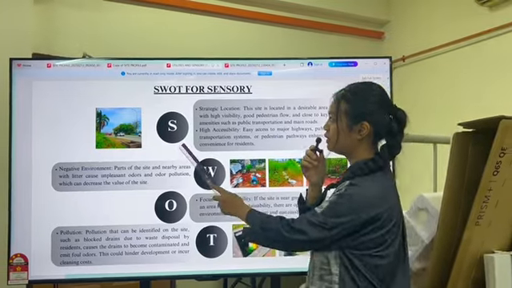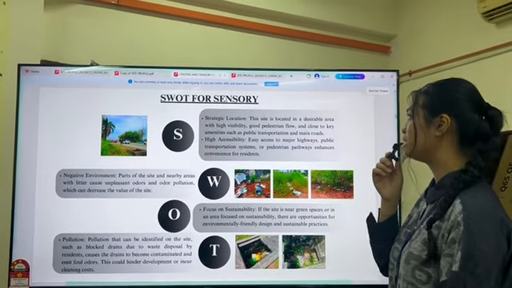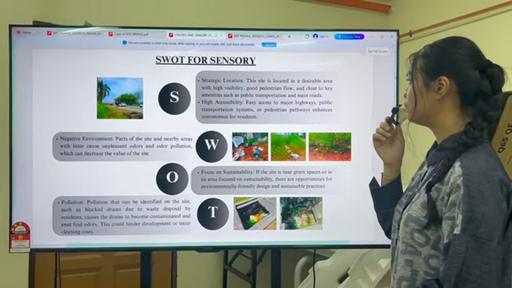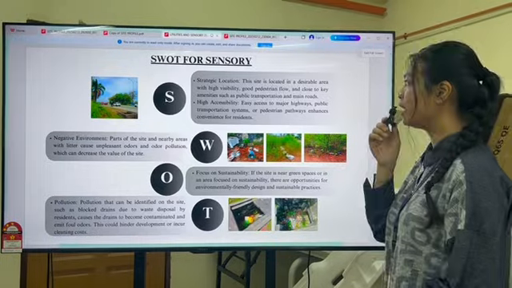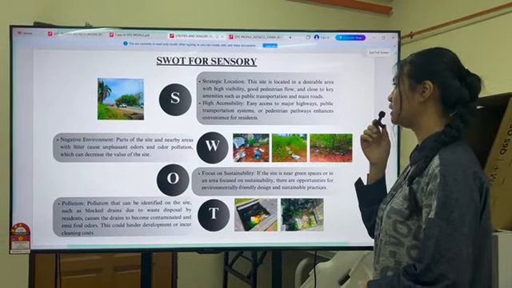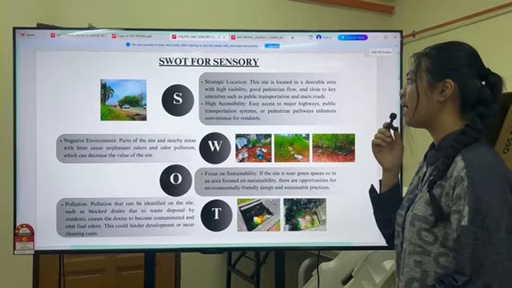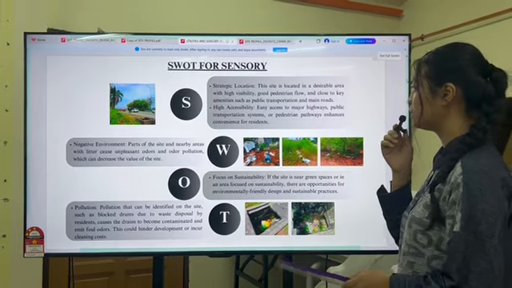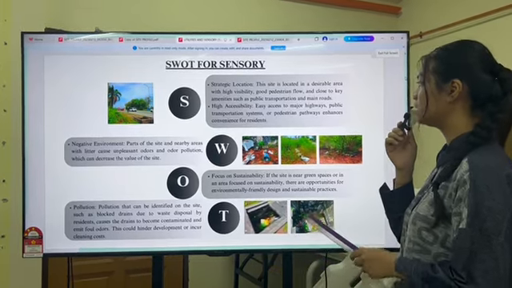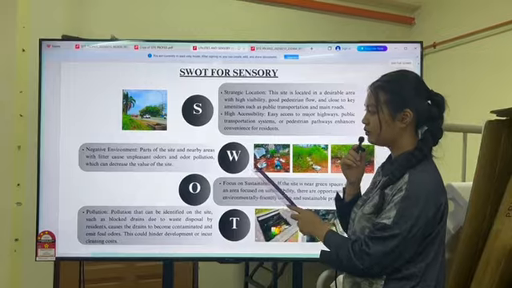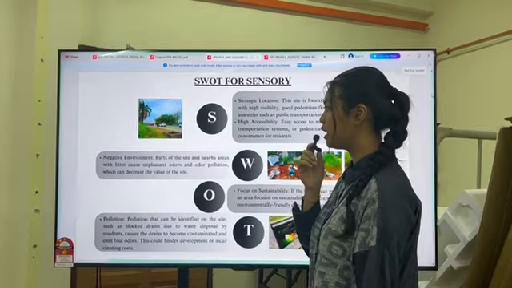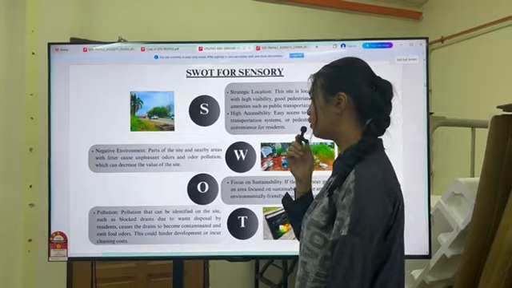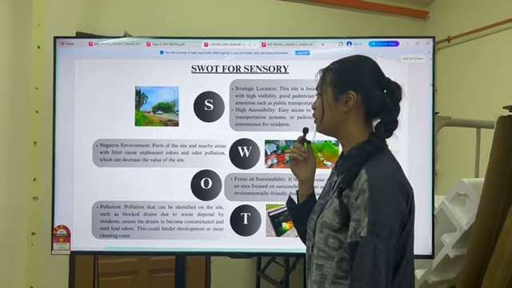Okay. First is strength: strategic location. This site is located in a desirable area with high visibility, good pedestrian flow, and close to key amenities such as public transportation and main roads. Second, high accessibility. Easy access to major highways, public transportation systems, and pedestrian pathways ensures convenience for residents. Next, weakness. First, negative environment. Parts of the site and nearby areas have litter, unpleasant odors, and odor pollution, which can decrease the value of the site.